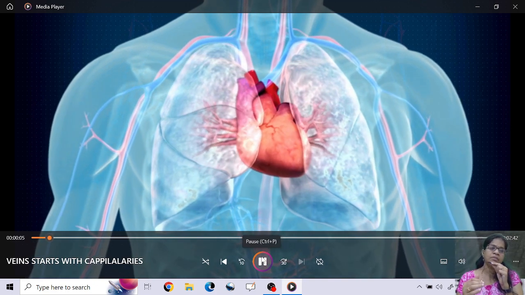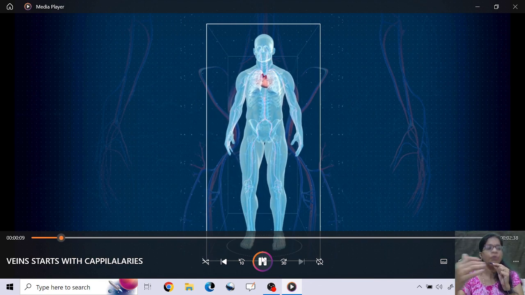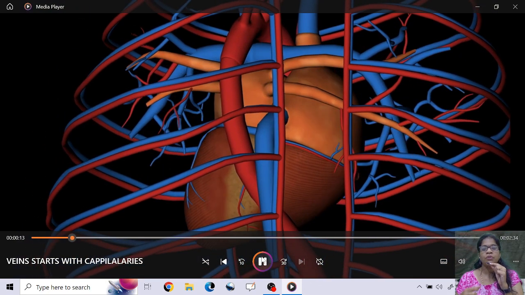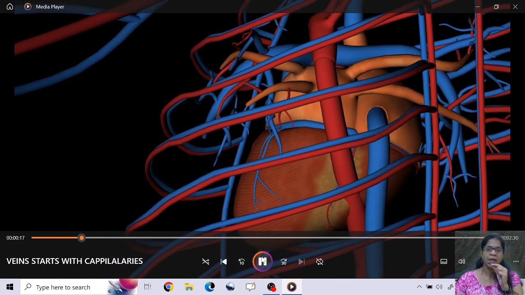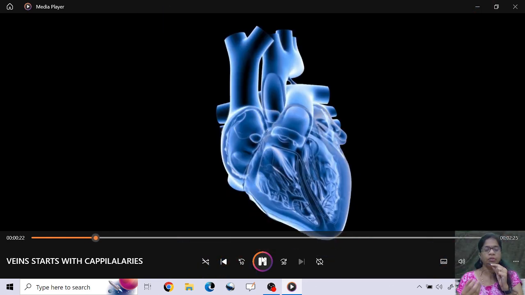The arterial system is the one which supplies blood from the heart to the other body parts, but the venous system consists of the collecting blood vessels, right? They collect the blood from all the body parts and pump it to the heart for oxygenation, so that oxygenated blood is supplied to other body parts.